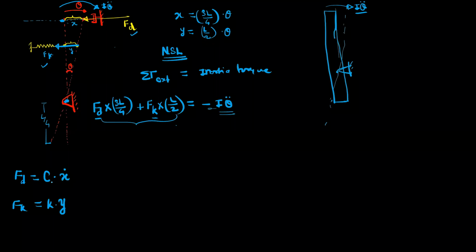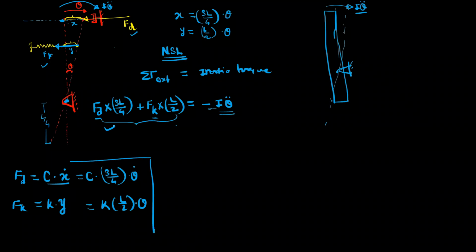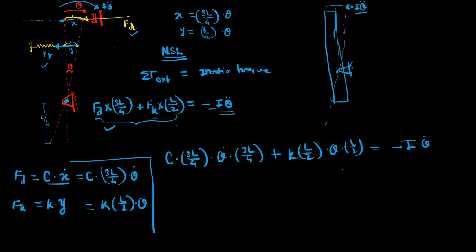So write this equation: Fd is equal to C into 3L by 4 into theta dot, and ky is k into L by 2 into theta. So put these values in this equation. We will get the equation as C into 3L by 4 into theta dot into 3L by 4, plus k into L by 2 into theta into L by 2, and this is equal to minus I theta double dot.